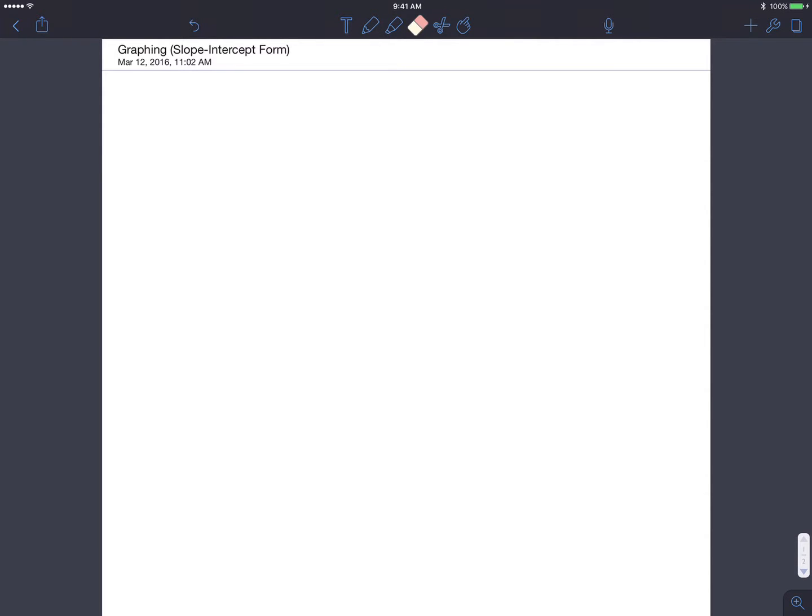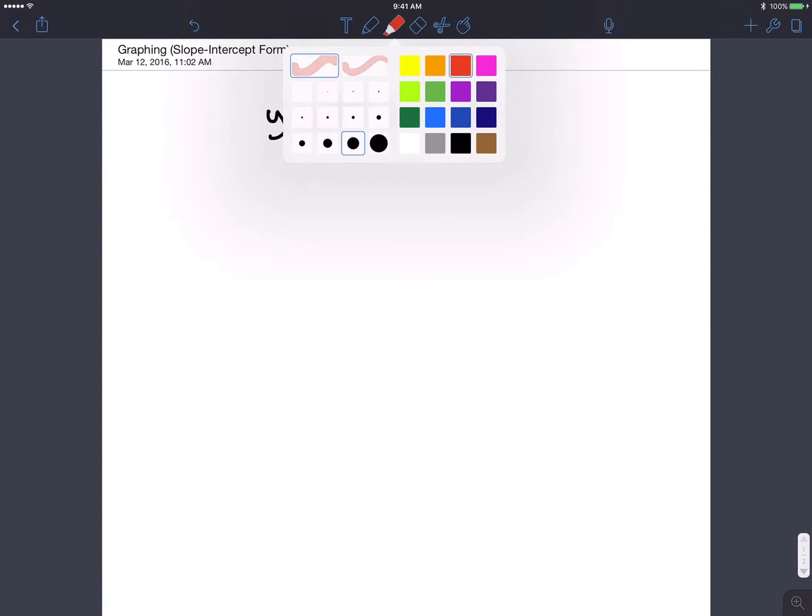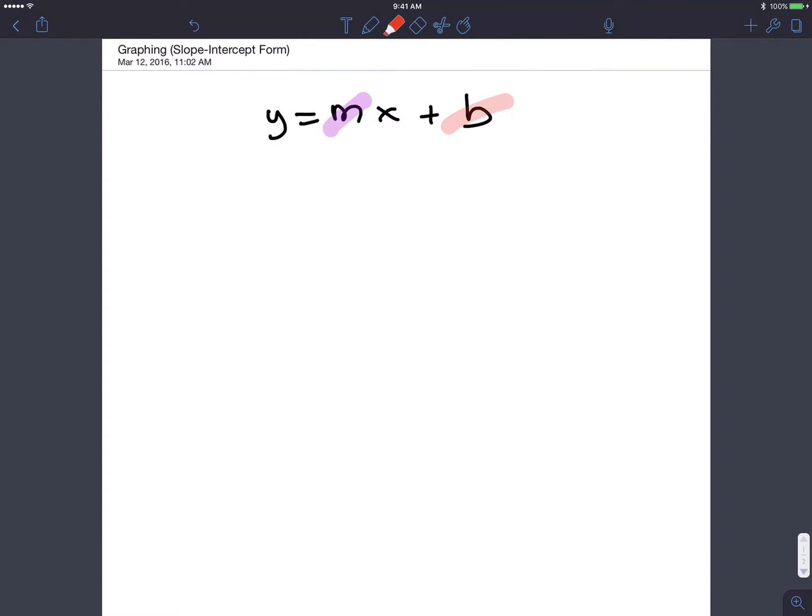This is the slope-intercept form graphing homework solution. Let me remind people that this is what we're doing. Slope-intercept form is also known as y equals mx plus b form informally, where m here is our slope and b here is the y-intercept.